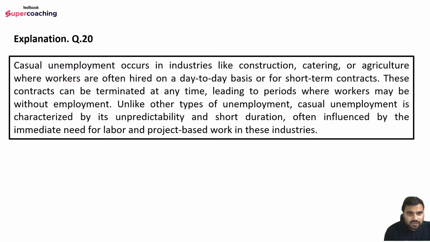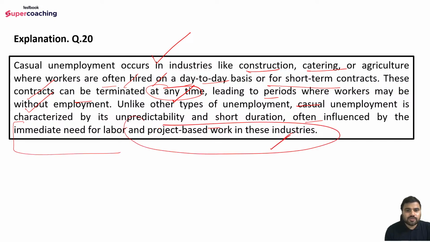So you can read the explanation here. Casual unemployment occurs in industries like construction, catering or agriculture where workers are often hired on a day-to-day basis or for short-term contracts. These contracts can be terminated at any time, leading to periods where workers may be without employment. Unlike other types of unemployment, casual unemployment is characterized by its unpredictability and short duration, often influenced by the immediate need for labor and project-based work in these industries.